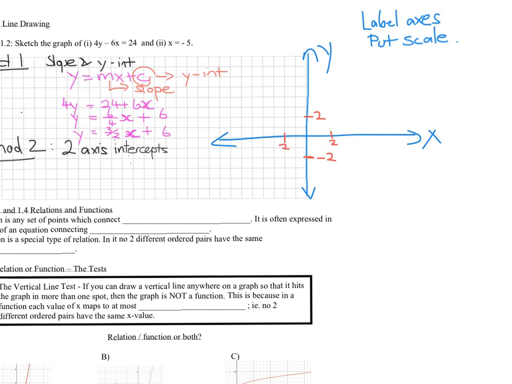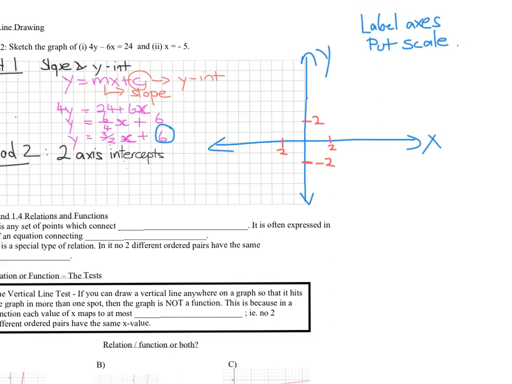So we're going to start by plotting our y-intercept. Our y-intercept is this one here, it's 6. So if that's 2, that's 4, that's going to be 6 up there. So I'm just going to plot that nice and clearly. Make sure it's nice and accurate because we will be looking. And then I'm going to use my slope. My slope is 3 over 2.